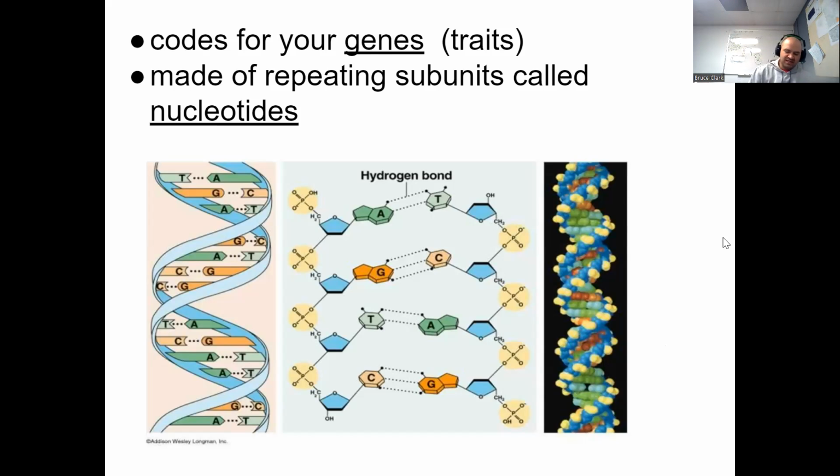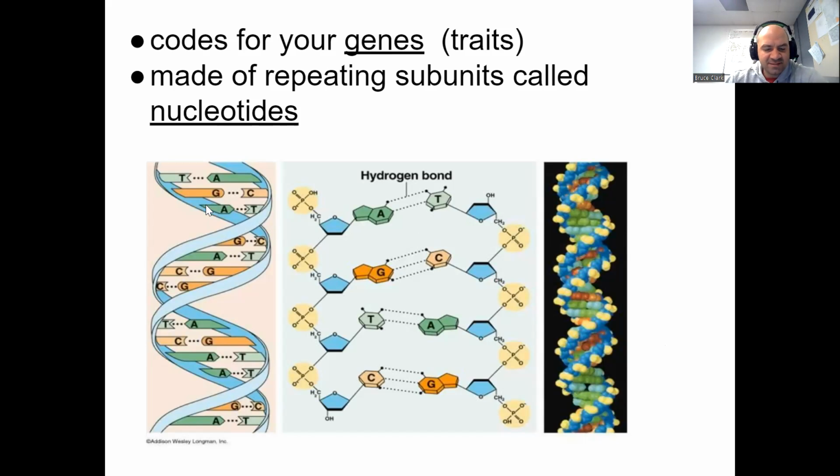So, what does DNA do? We should know this by now. It codes for your genes, which is a word we haven't talked about, but essentially your traits, whether it's eye color, hair color, height, those kinds of things. Your heritable traits are in your DNA. And they're made of repeating subunits called nucleotides.